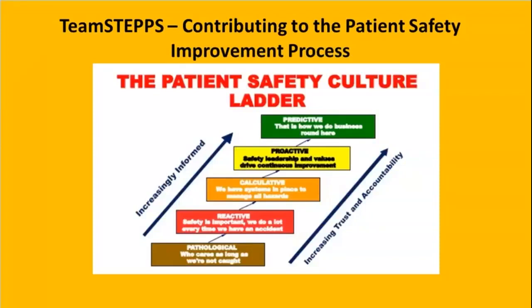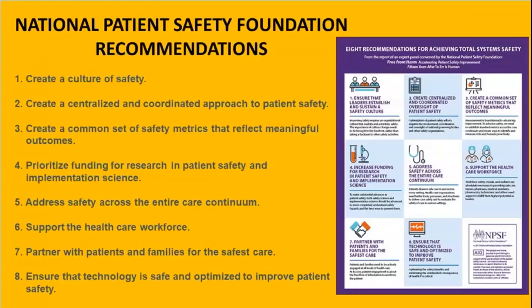We do a lot every time something happens, and then getting to calculative. We have systems in place to manage hazards, going more to proactive, where safety, leadership, and values drive continuous improvement. I like that. And if you can even get to the predictive, this is where it really makes a difference. That is how do we prevent things from happening in the future, and how do we make things better going forward. So I like that slide, some good components there.